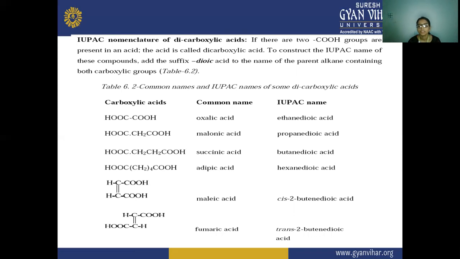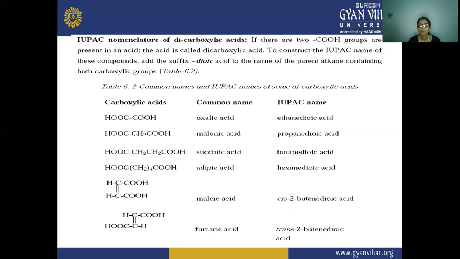So this is ethane dioic acid. Second is your CH3, CH2, COOH. This is also having 2 carboxylic groups, but you can see here that 3 carbon atoms are there. For 3 carbon atoms, we use the word propane, and according to the common name, it is malonic acid. So it is your malonic acid, and its IUPAC name is propane dioic acid.